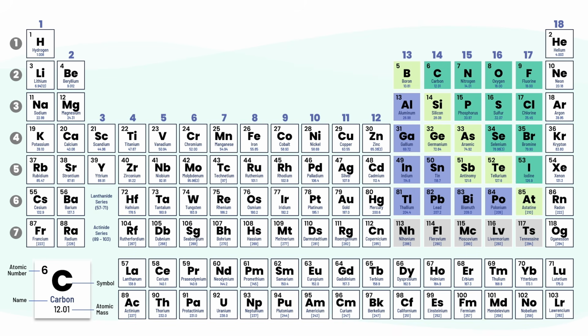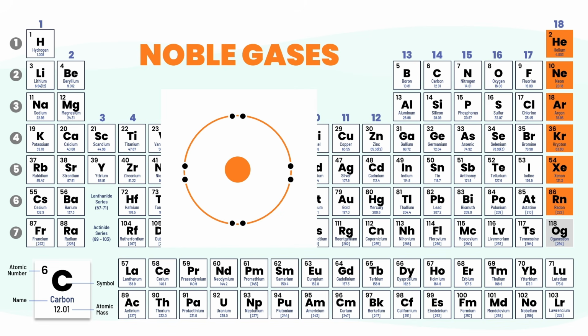Now let's look at group 18, the noble gases. These elements are known for being very stable. Why? Because their outermost shells are full. For most of them, that means 8 valence electrons. A full outer shell makes them unreactive. They don't need to gain or lose electrons.